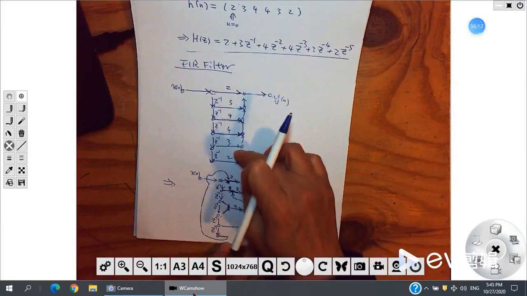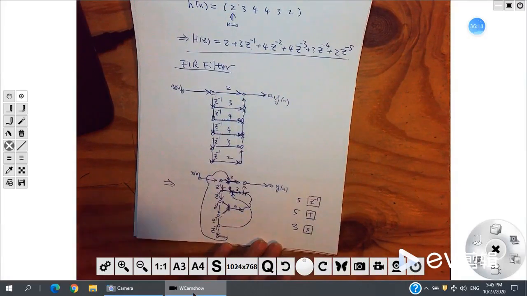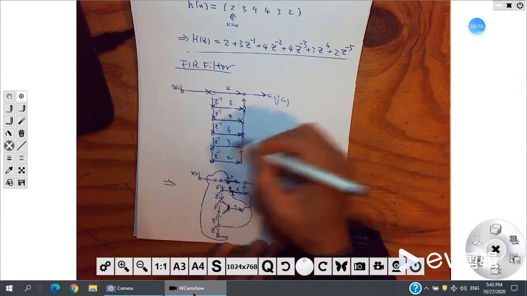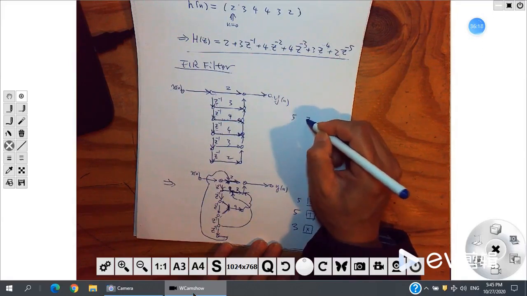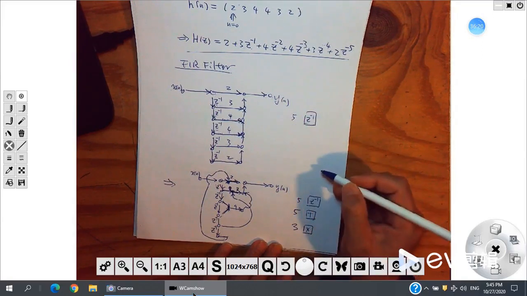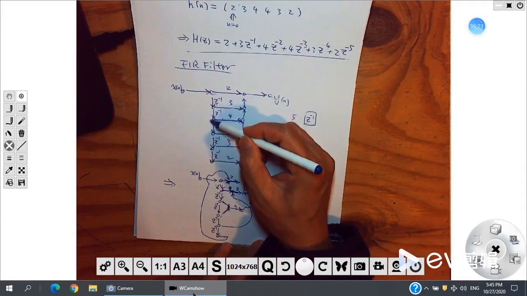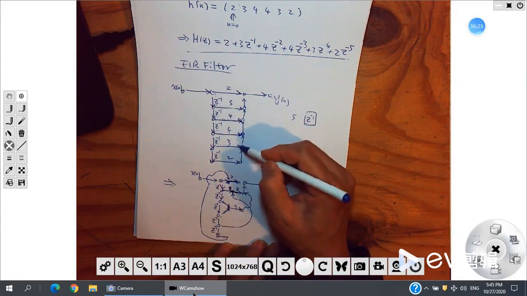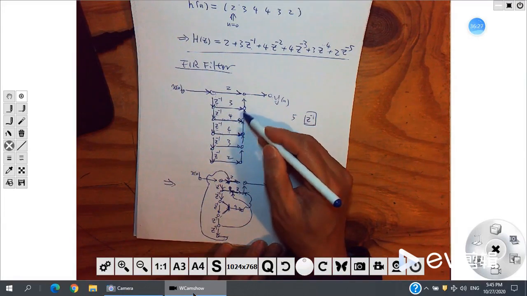And this structure, we look at this one. This structure, I have 1, 2, 3, 4, 5. I have 5 delays. And how many summations? Yeah, this side is just separate. The summation, we have summation here: 1, 2, 3, 4, 5. 5 summations.